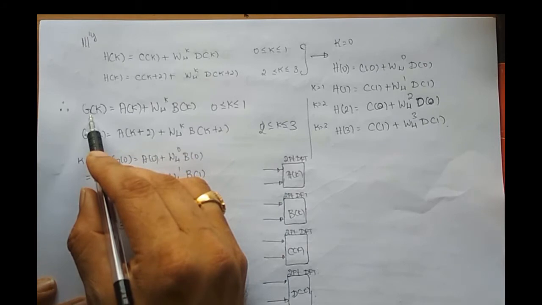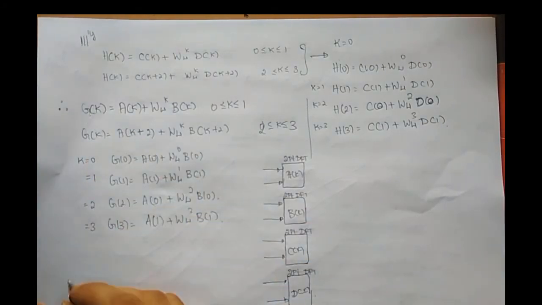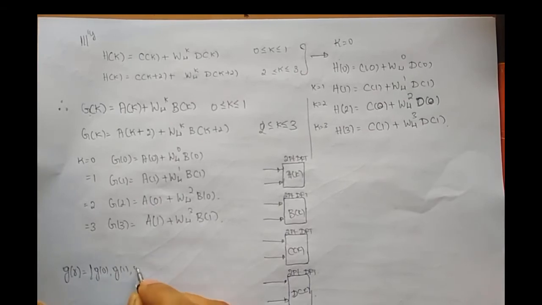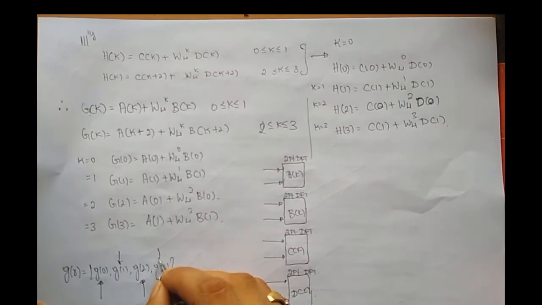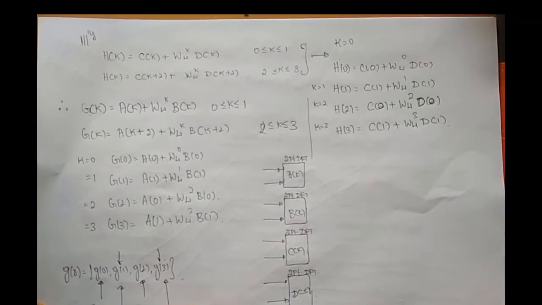So what about the even index of g of k? It is x of 0 and x of 4, right? So let me just give it here. G of r we had, which was g of 0, g of 1, g of 2, and g of 3, right? Now, these two are even index samples of g of r, and these two are odd index samples of g of r. So this is even sample, odd sample, odd sample, right?